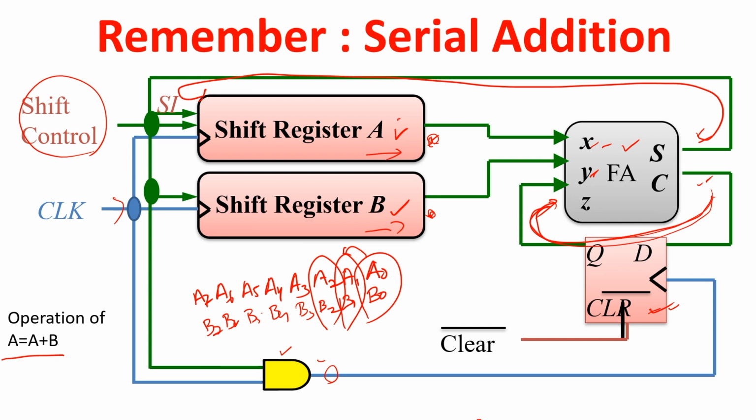So, this is actually only the data path. This shows the data path of serial addition, not the control path. How the shift control will be controlled, we are not aware of yet, and we do not know how to do it. We will design that in this course, in today's class or maybe in the next classes.